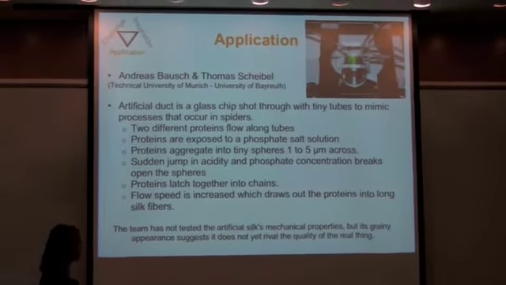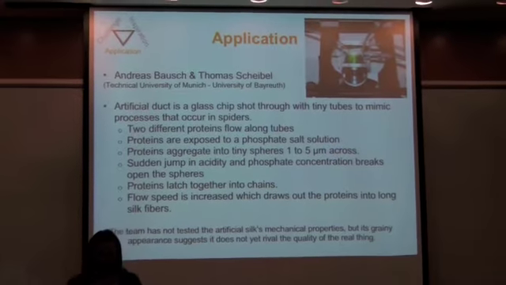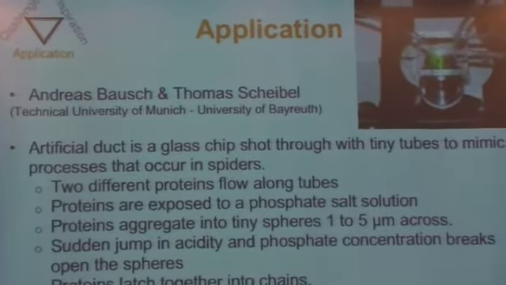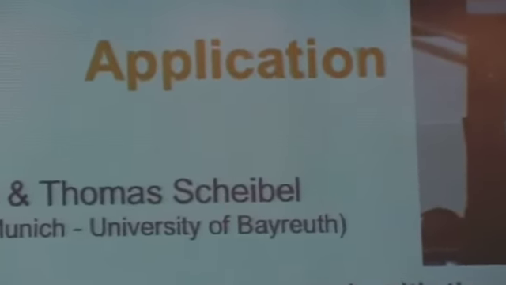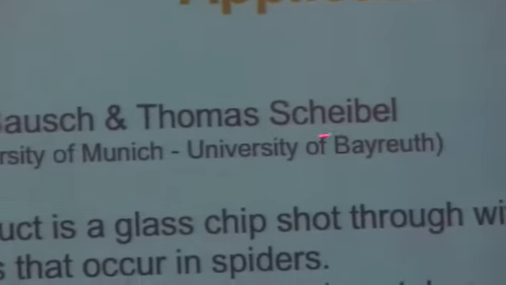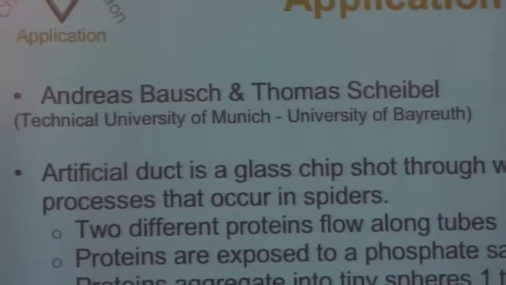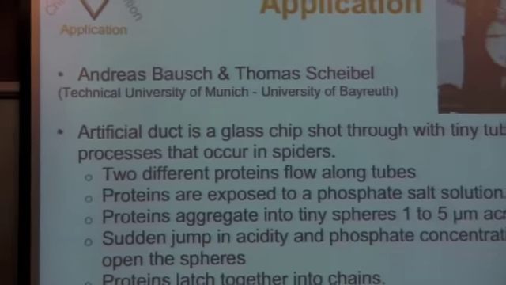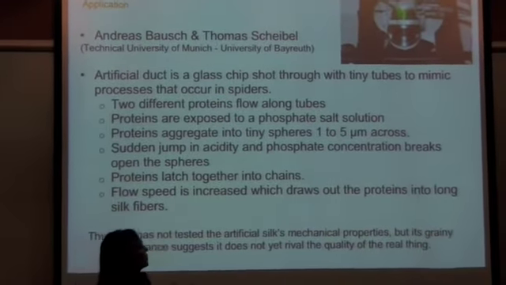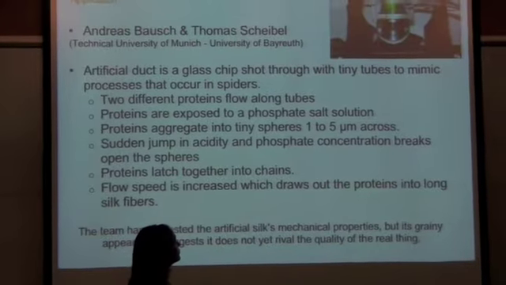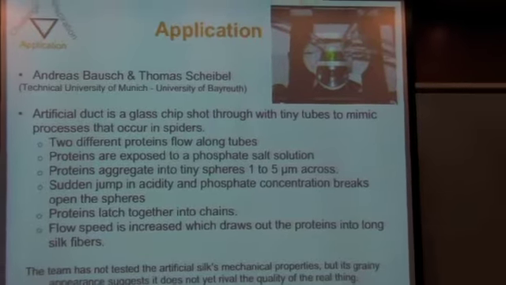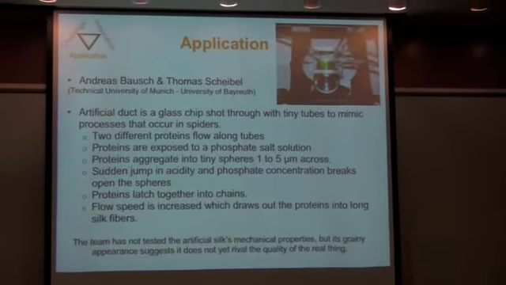Now, the application of this is still in the beginning stages. Researchers really want to make silk exactly like spiders make it, because it is so strong and yet flexible. So Andreas Bausch and Thomas Scheibel at the University of Munich and the University of Bayreuth have come up with this. This is at a very small scale. Two chemical components come together, and they do form a thread, but they're not quite there yet.